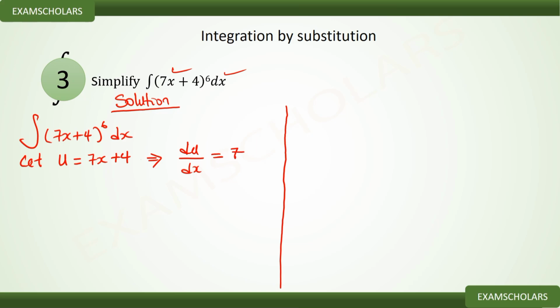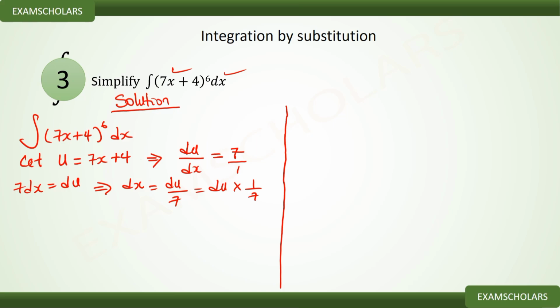Go back to the question. You have dx here, and we want to substitute for dx. So from here, you need to make dx the subject of the formula. du/dx is equal to 7 over 1. Convert this to fractions and cross multiply as usual. So 7 dx is equal to du. Finally, dx is equal to du over 7, which is still the same thing as du times 1 over 7. You can use either of those.